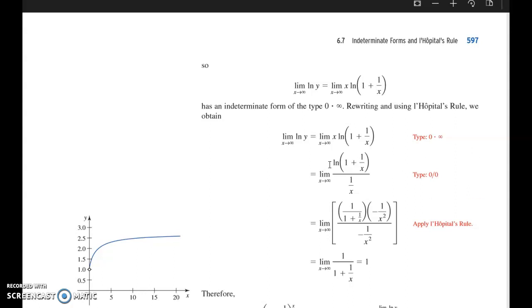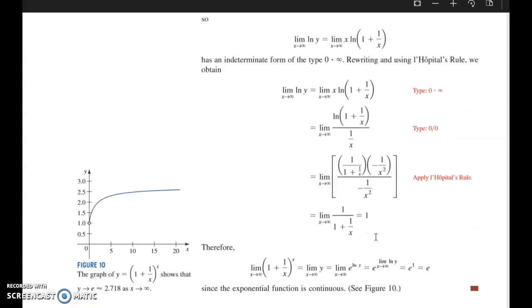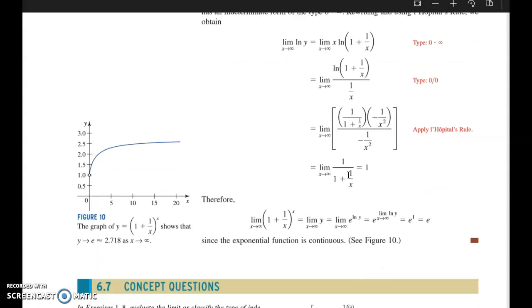So I have to convert this. I am putting the log in the numerator itself, converting x into 1 by x in the denominator. So this is of the form 0 by 0. Applying the derivative on numerator and denominator, this is 1 by 1 plus 1 by x, which is equal to 1. So the limit of log y is 1, and limit of y is equal to e raised to 1, that's equal to e.